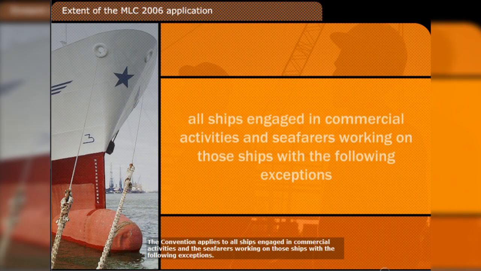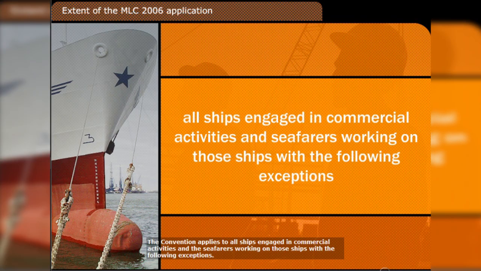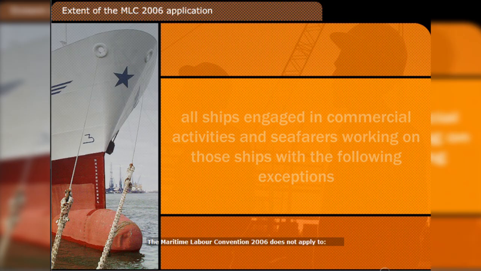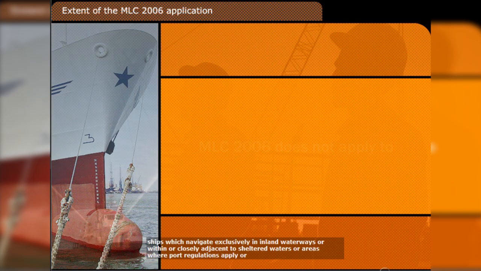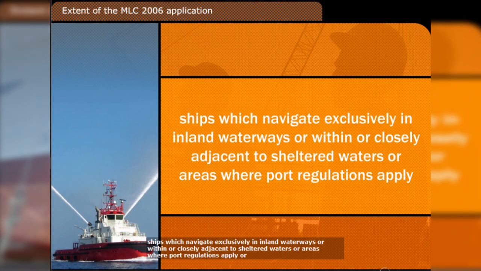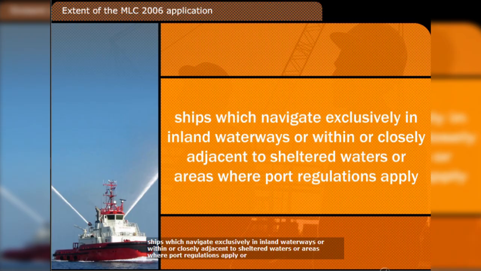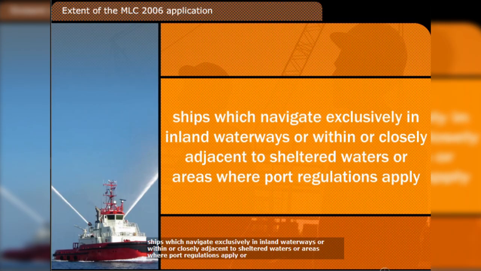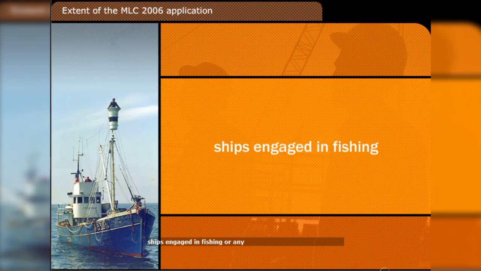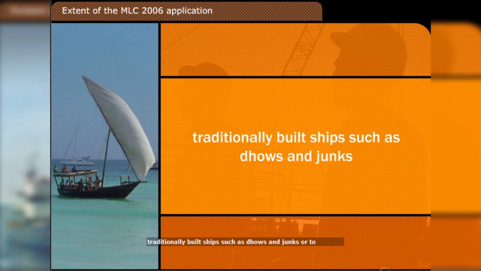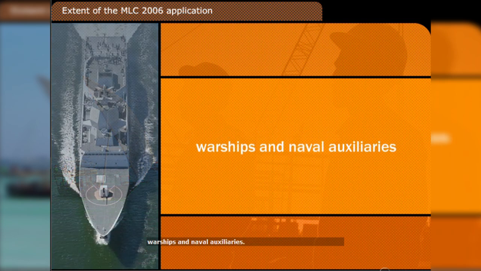The Convention applies to all ships engaged in commercial activities and the seafarers working on those ships, with the following exceptions. The Maritime Labour Convention 2006 does not apply to ships which navigate exclusively in inland waterways, or within or closely adjacent to sheltered waters or areas where port regulations apply, or ships engaged in fishing, or any traditionally built ships, such as dhows and junks, or to warships and naval auxiliaries.